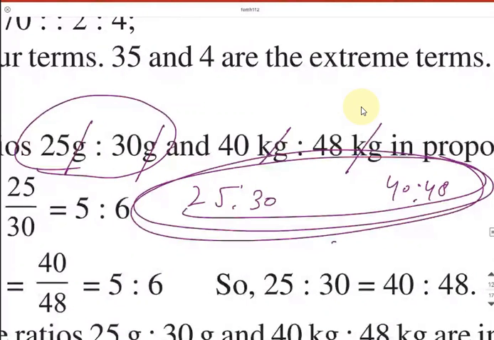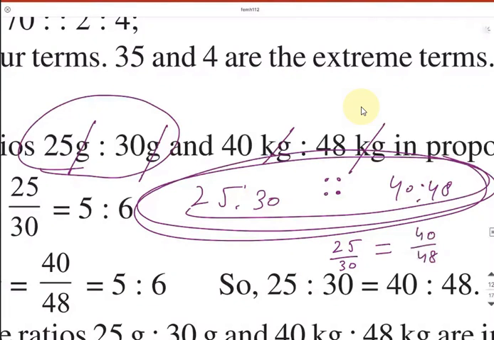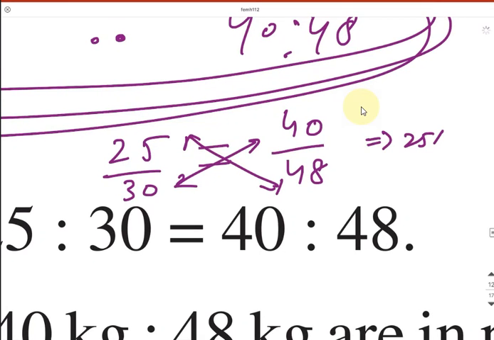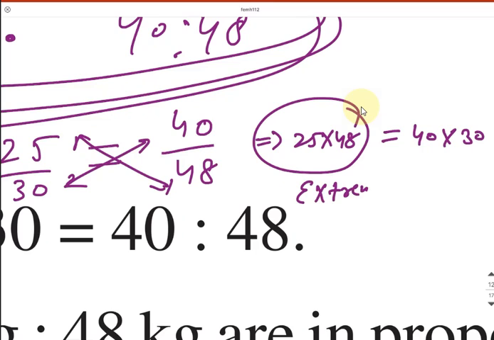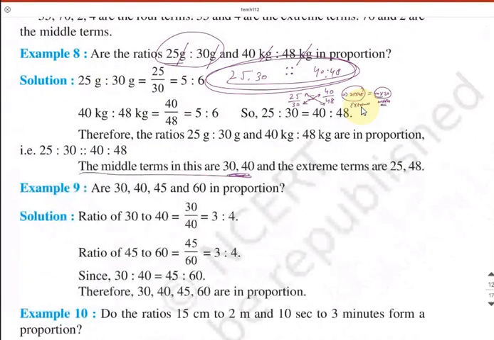Now see, 25 ratio 30 can be written as 25 by 30. These four dots, proportion, can also be written as equal. And 40 ratio 48 we can write as 40 upon 48. We can also do cross multiplication. Then it will become 25 into 48 equal to 40 into 30, where these two were extremes and these two were middles. Yes or no? Now we will check whether they are in proportion or not. The middle terms are 30 and 40.